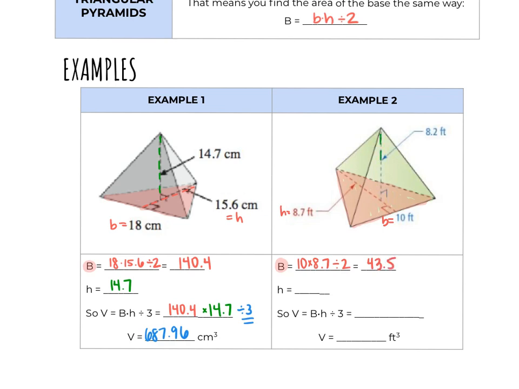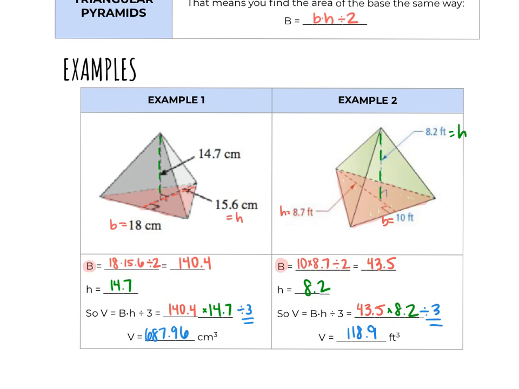The height of this particular pyramid would be this 8.2. So to find the volume, I take the area of my base, and again we got 43.5, multiply it by the height of the pyramid, and you always divide by 3 when you have a pyramid. So 43.5 times 8.2, all divided by 3, gives me a final volume of 118.9.